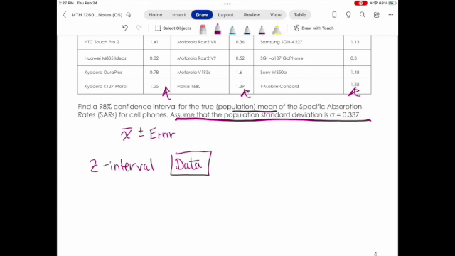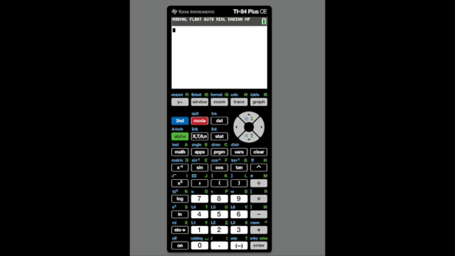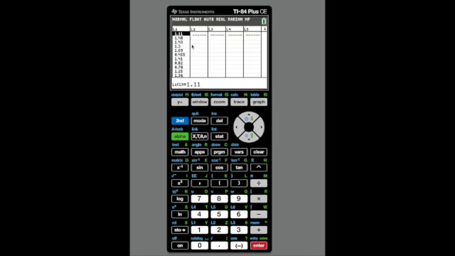Then all we have to do is use the z-interval, and the calculator does the work for us. The only thing is we have to be really careful and make sure we put those data values in correctly into our list. So let me show you how you can do that. We're going to go to the Stat menu, go to Edit, and enter all those data values in the list. There should be 30 of them. So take a minute, pause the video, enter all of those in, and then unpause when you're ready.